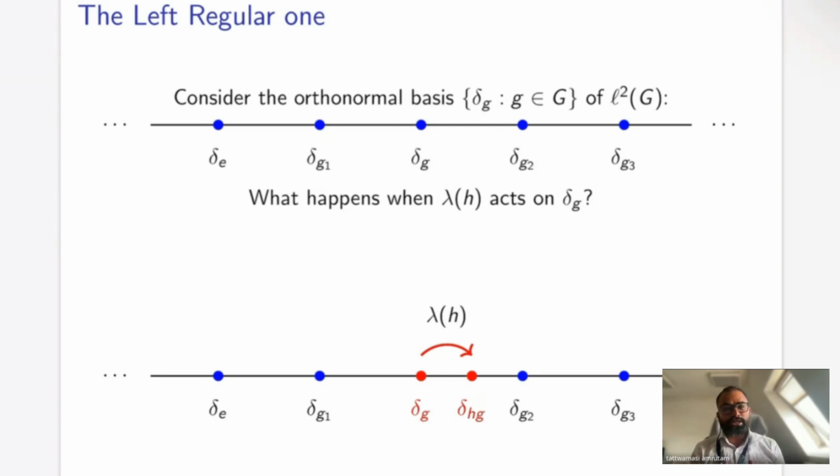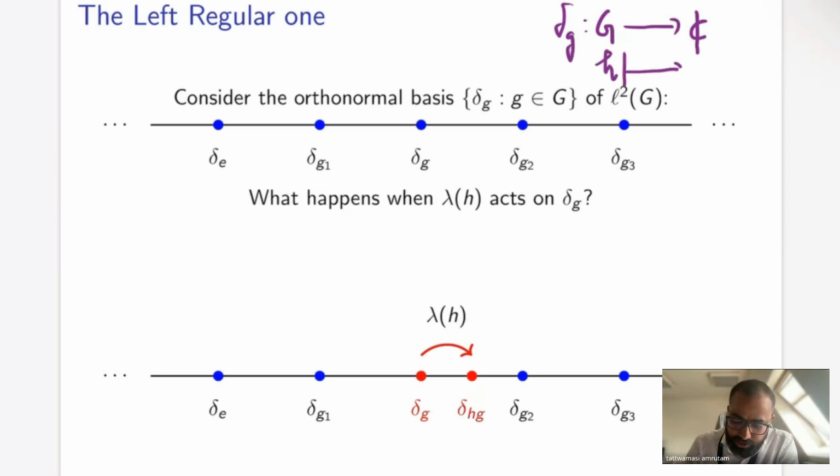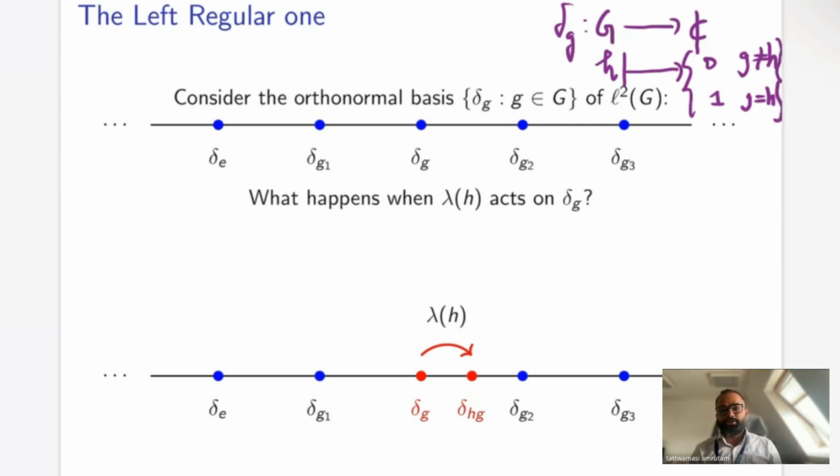First I enumerate the group elements by delta_g. I am thinking of each delta_g as a function from my group to C. If you give me an element h, I send it to 0 if g is not h and 1 if g is h. So it's a Dirac function at the point g. These are my functions, and this forms an orthonormal basis. If you're familiar with linear algebra, this is an orthonormal basis for this infinite dimensional Hilbert space.